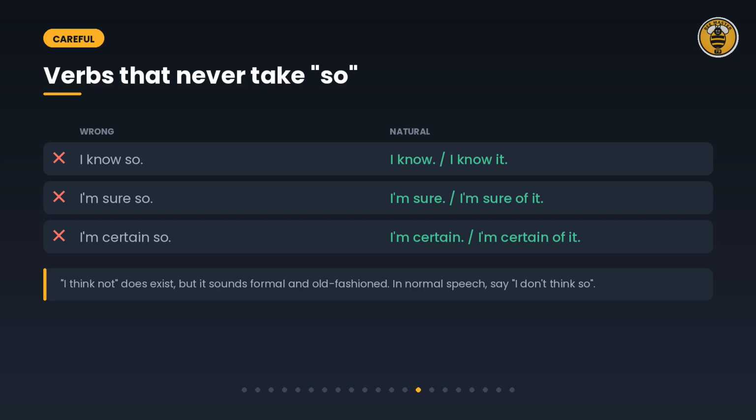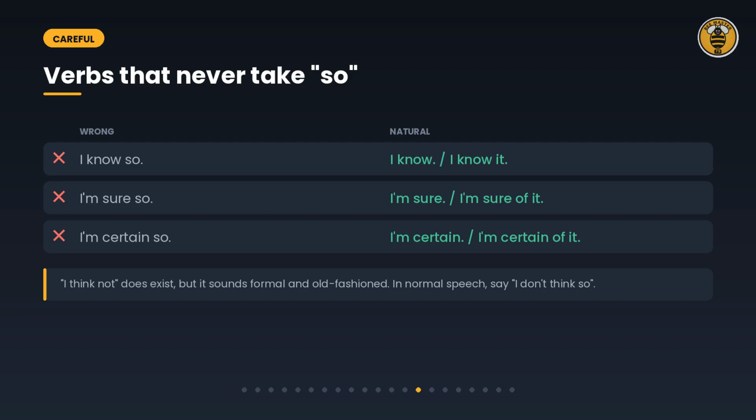One more warning, not every verb joins this club. Verbs of certainty refuse the word so. We do not say, I know so. We say, I know, or I know it. We do not say, I am sure so. We say, I am sure, or I am sure of it. The same goes for I am certain.